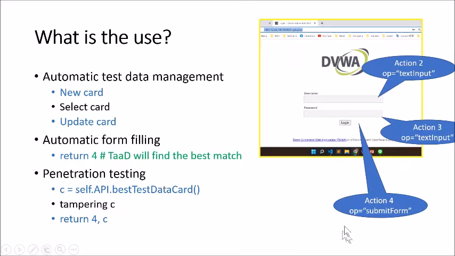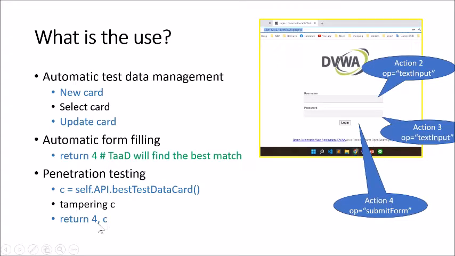But sometimes in your get test input method, you may want to fill in the form with the test data of your choice. For example, you may want to do this in penetration testing. Then what you can do is call our TaaD API to get the best test data card match. Then you can temper the card, and then you return 4, following with the tempered test data card.